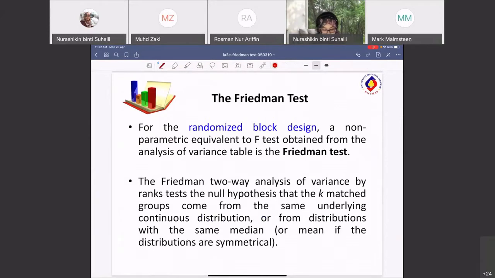Right. Next is the introduction of the Friedman Test for the randomized block design, which is non-parametric.